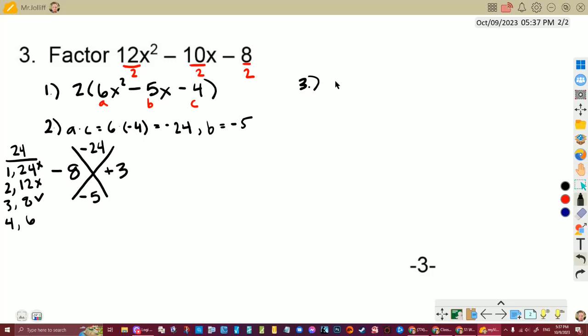So on to step 3, we're going to split up that middle term. So 6x squared minus 8x plus 3x minus 4. And then in step 4, we're going to factor by grouping. So first two terms together, second two terms together, look for what they have in common.